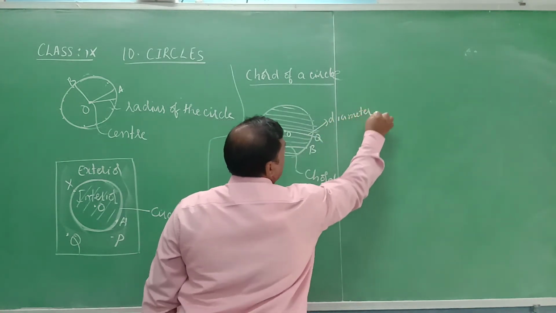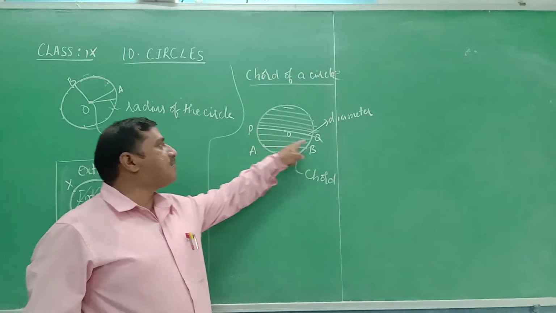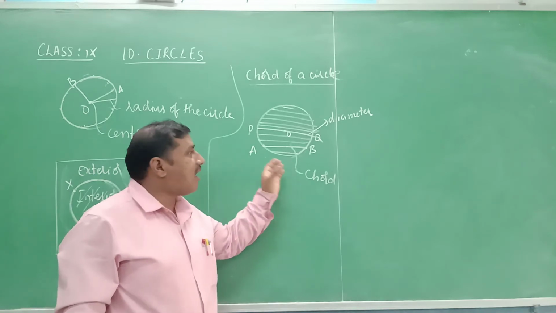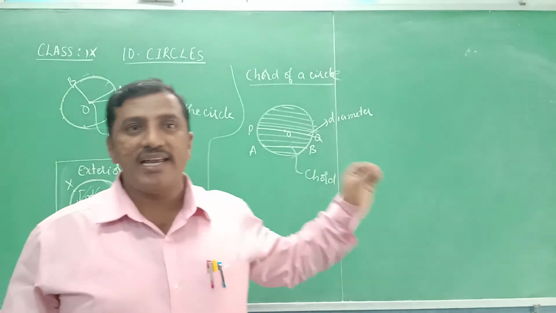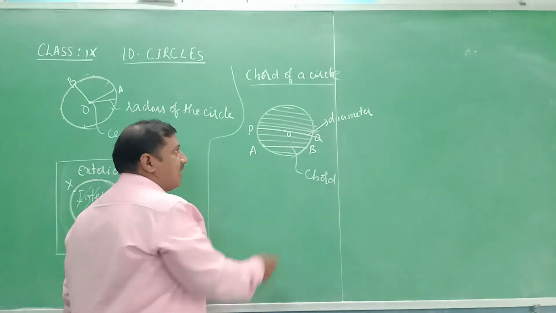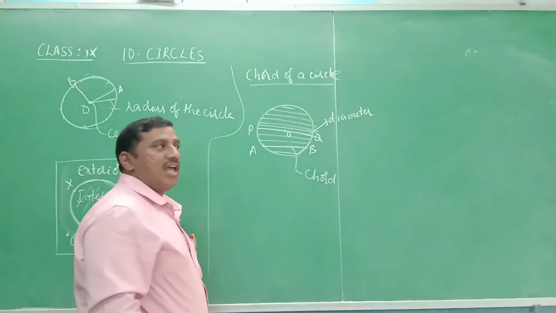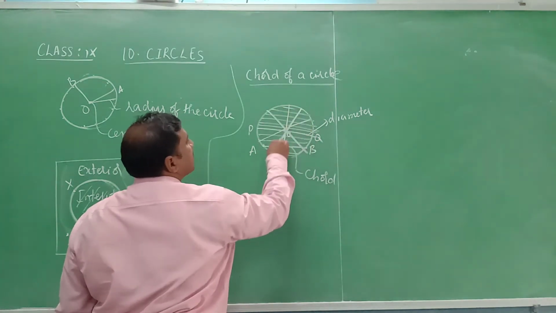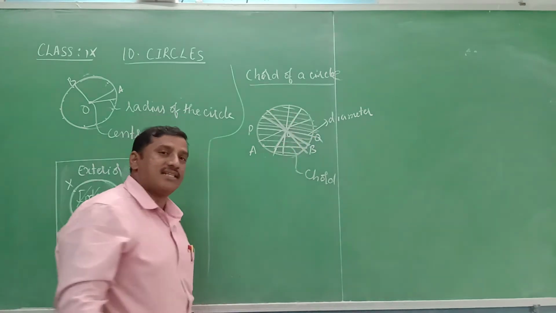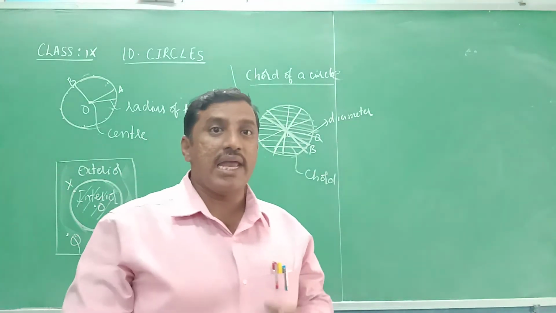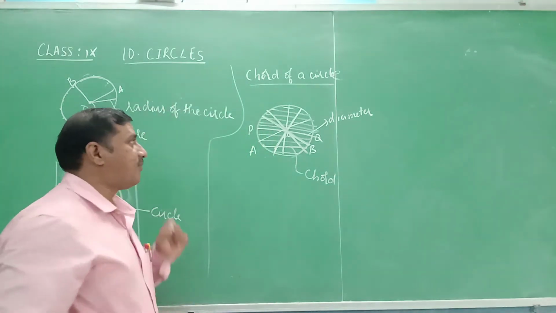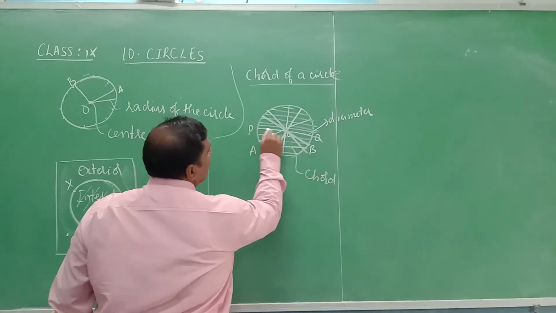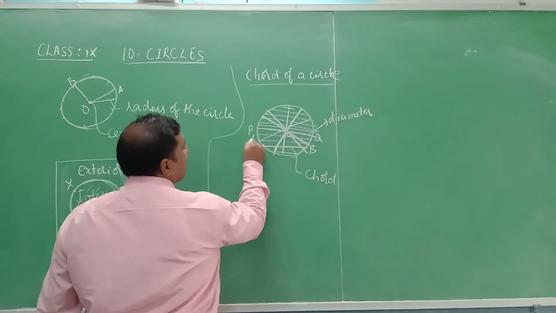What is the diameter of the circle? The chord which passes through the center of the circle is known as the diameter of the circle. Again, how many diameters can we draw? Infinite diameters. All these chords are passing through the center of the circle. So infinite diameters and infinite chords can be drawn. Now, measure and compare the lengths of AB, PQ and XY.